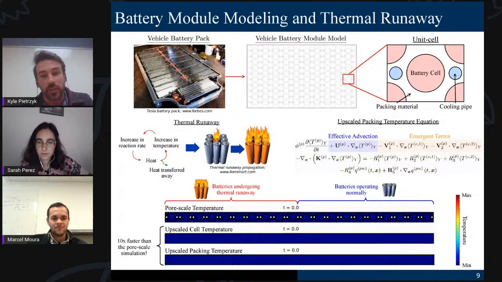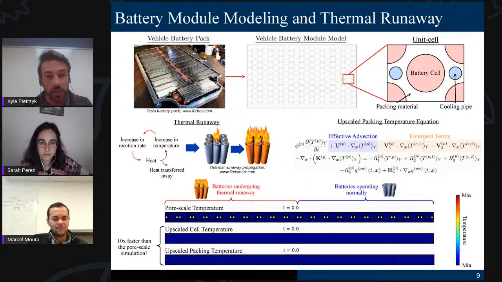And so unfortunately, again, the videos are not playing, but what I was going to show at the bottom was basically simulations of us able to match thermal runaway. So on the right hand side, the batteries were heating up very aggressively, and a thermal front would be traversing over to the right hand side. And you would be able to capture all of these gradients with the upscaled equations that Symbolica provided. And in fact, you'd be able to run the models 10 times faster than the pore scale simulation.